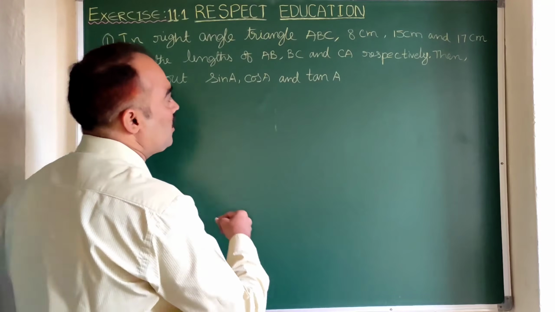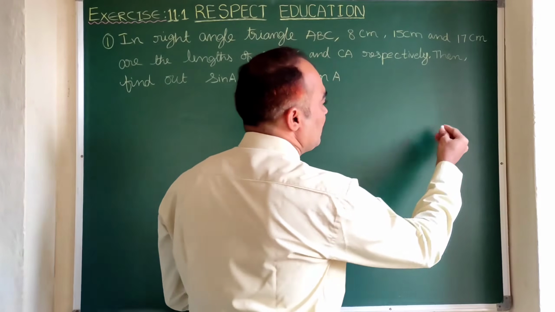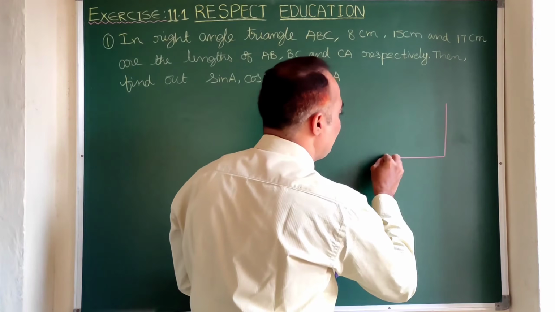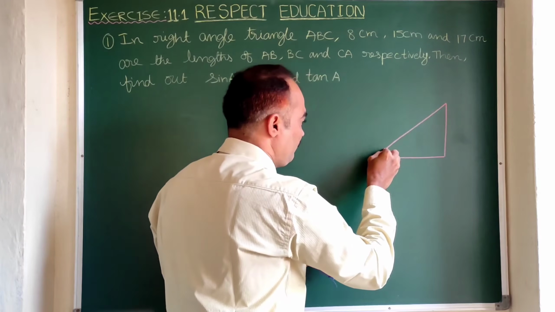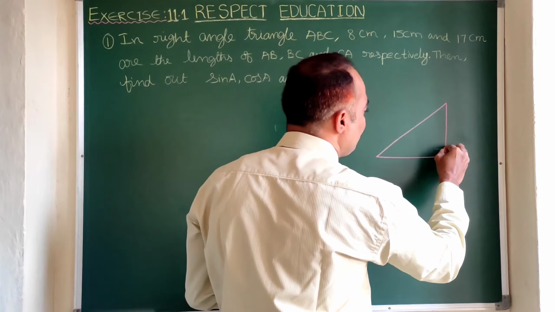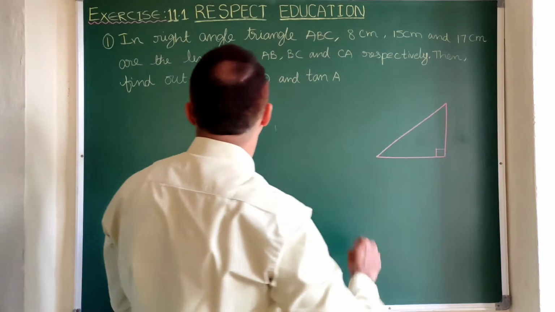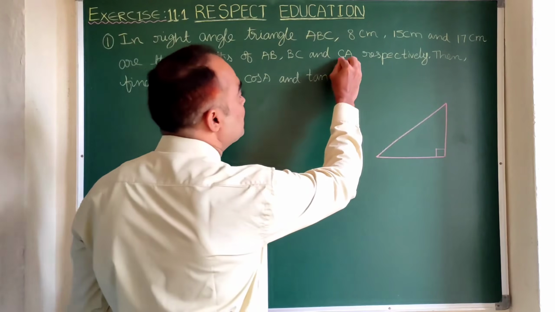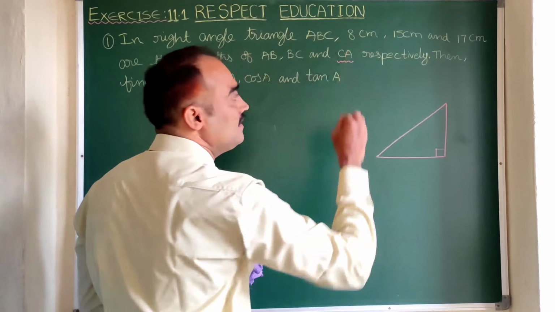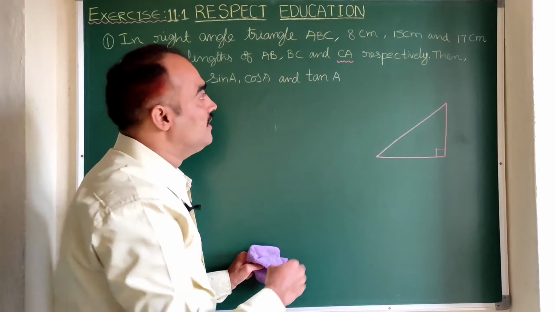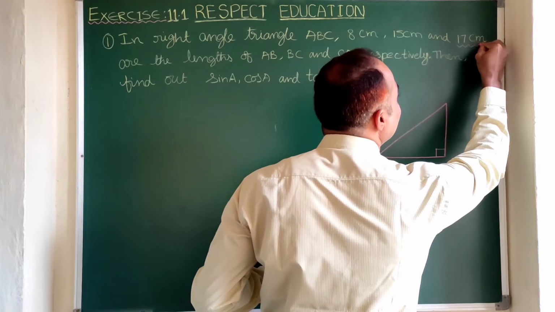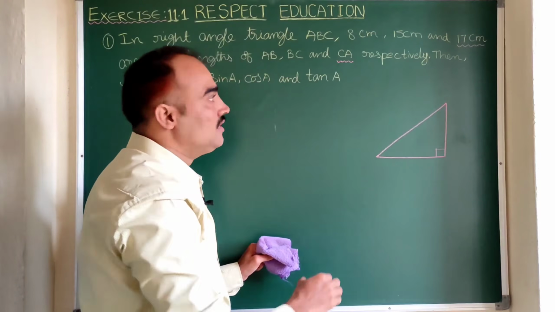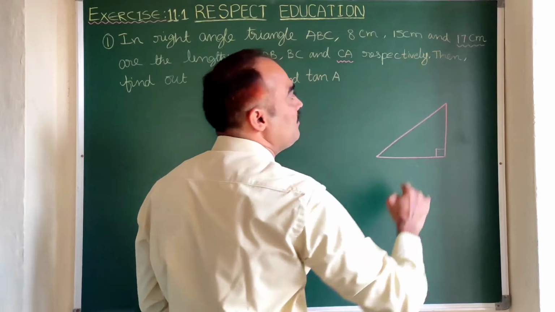Before starting the problem, we need to draw a right angle triangle. So here let us draw a right angle triangle ABC. The right angle we do not know, it is not given. How to fix the right angle? Here you observe, this is CA. Here CA is how much? 17 centimeters. Out of these three, is it the longest one? Right? So here AC should be 17 centimeter.